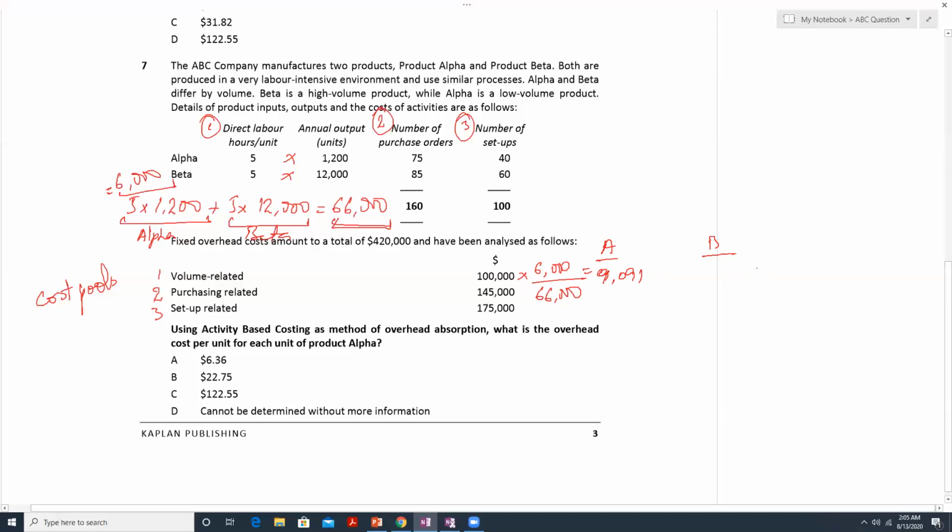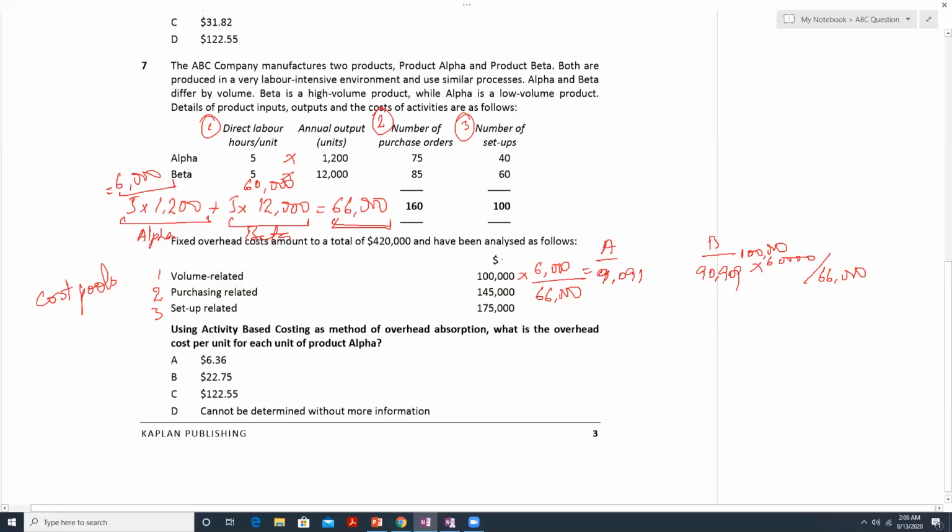Similarly, if I want to calculate volume related overheads for beta, as volume related overheads are allocated on the basis of direct labor hours, I will take direct labor hours for beta only, which is 60,000, divide it by 66,000, and multiply this factor by 100,000. So it becomes 90,909.